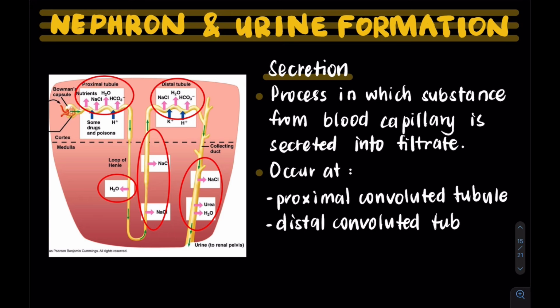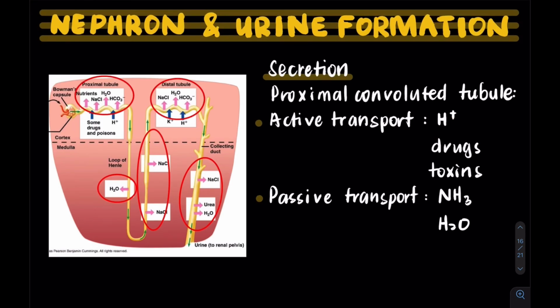Next, we will look at secretion. Secretion is a process in which substances from blood capillary are secreted into filtrate. This occurs at the proximal convoluted tubule and distal convoluted tubule. Both secretion and reabsorption processes happen at the same time. At proximal convoluted tubule, hydrogen ion, drugs, and toxins are secreted by active transport into the filtrate. Ammonia and water will be secreted by passive transport.